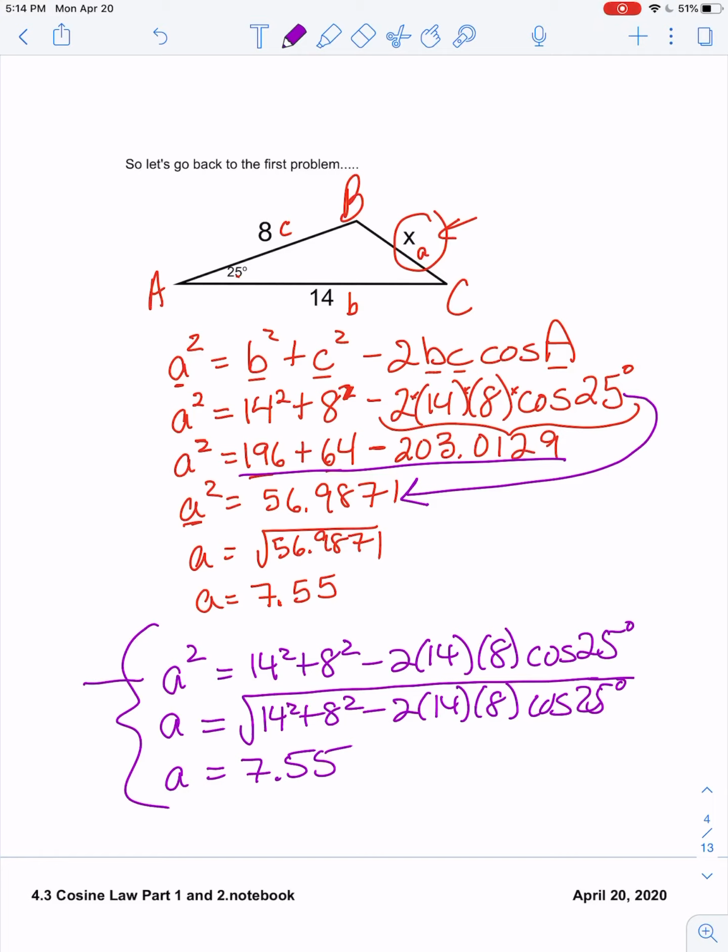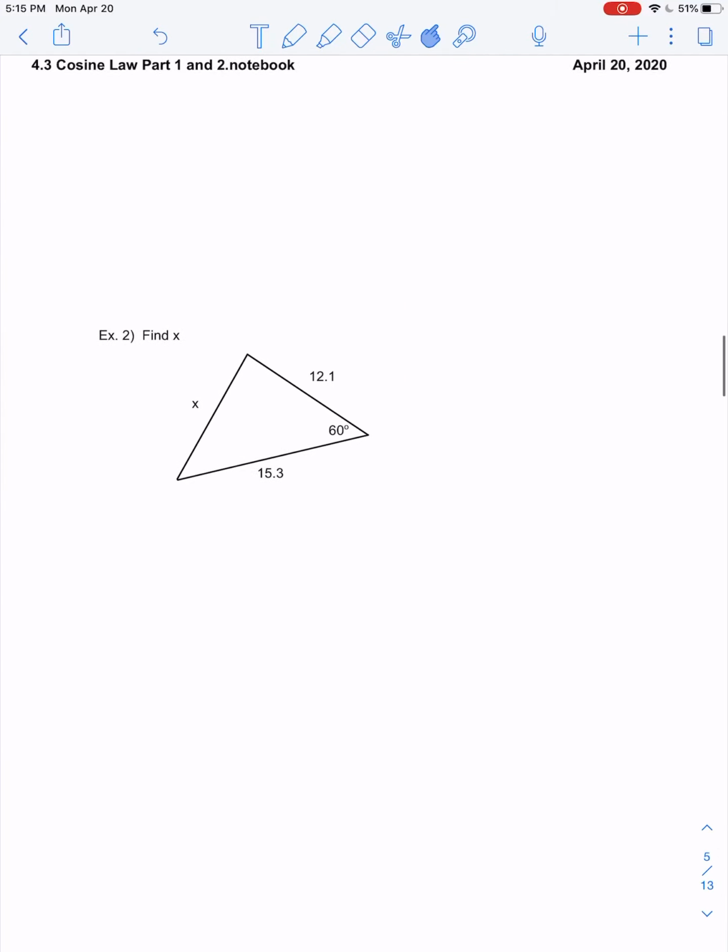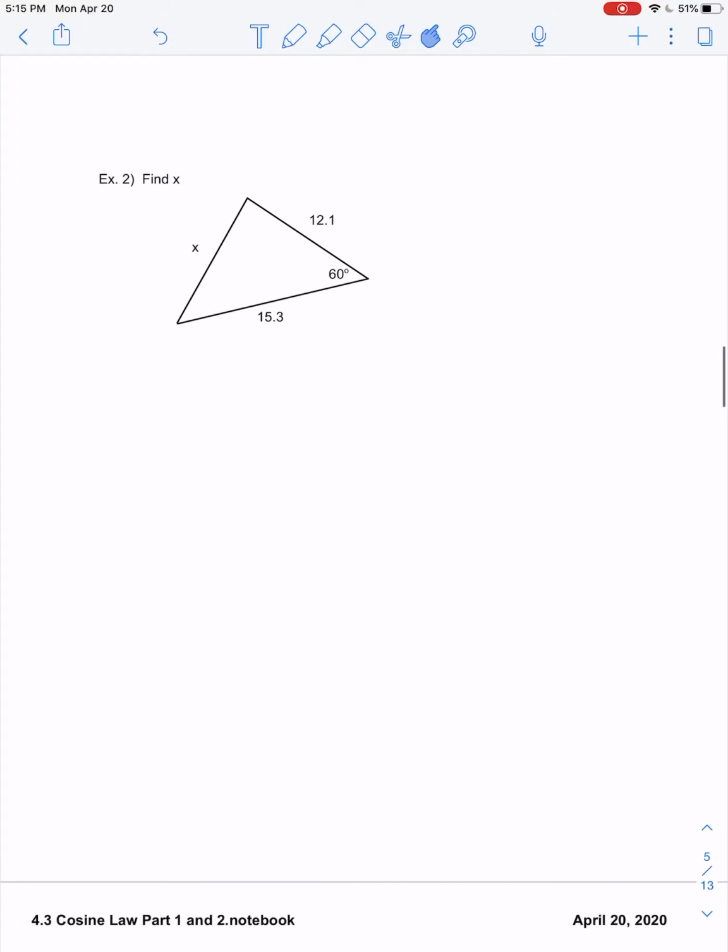I do need to see this line here. I need to see what it is you're doing to get to that final answer. All right, so let's see if we can try another one here. Okay, so go ahead and try this one. Stop the video, go ahead and try, and come back when you're done and see how you did.